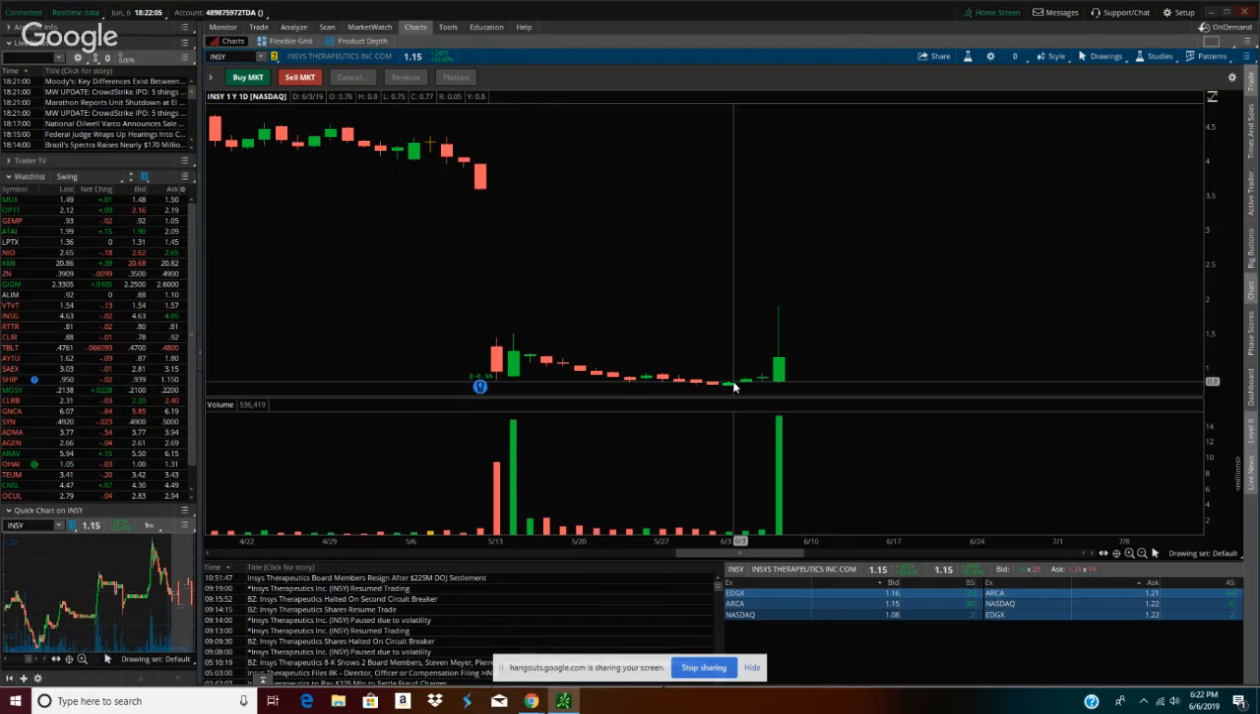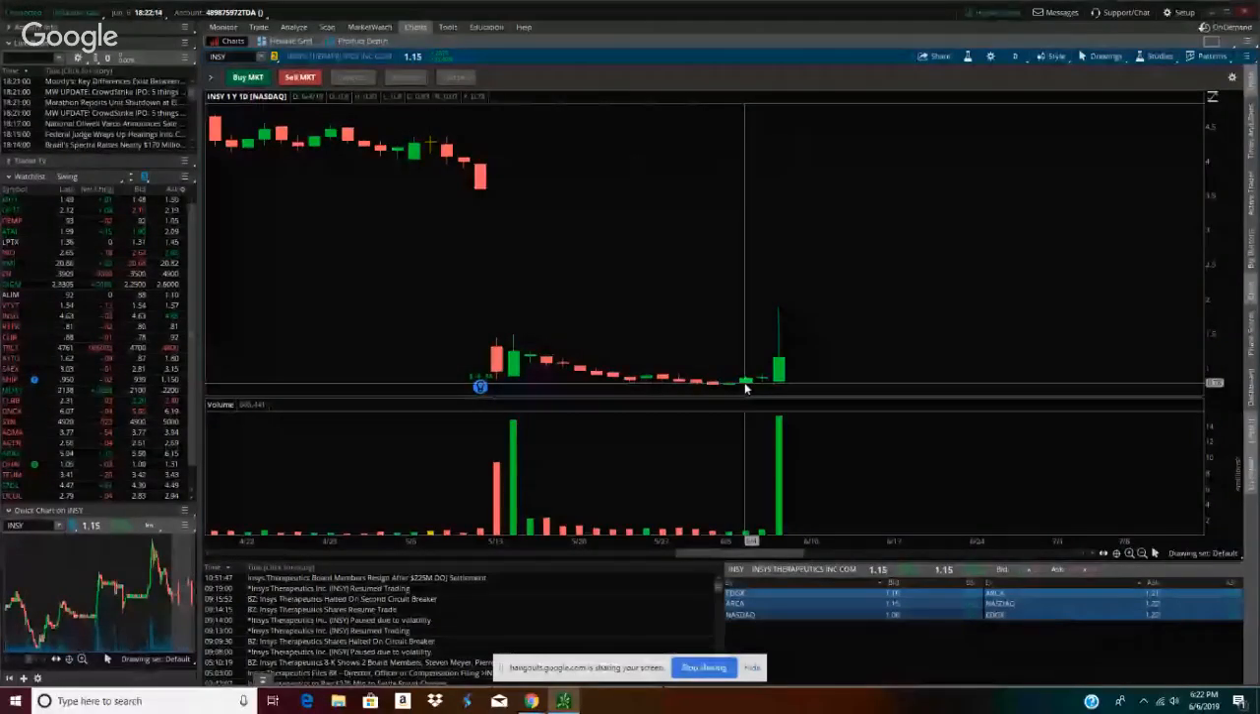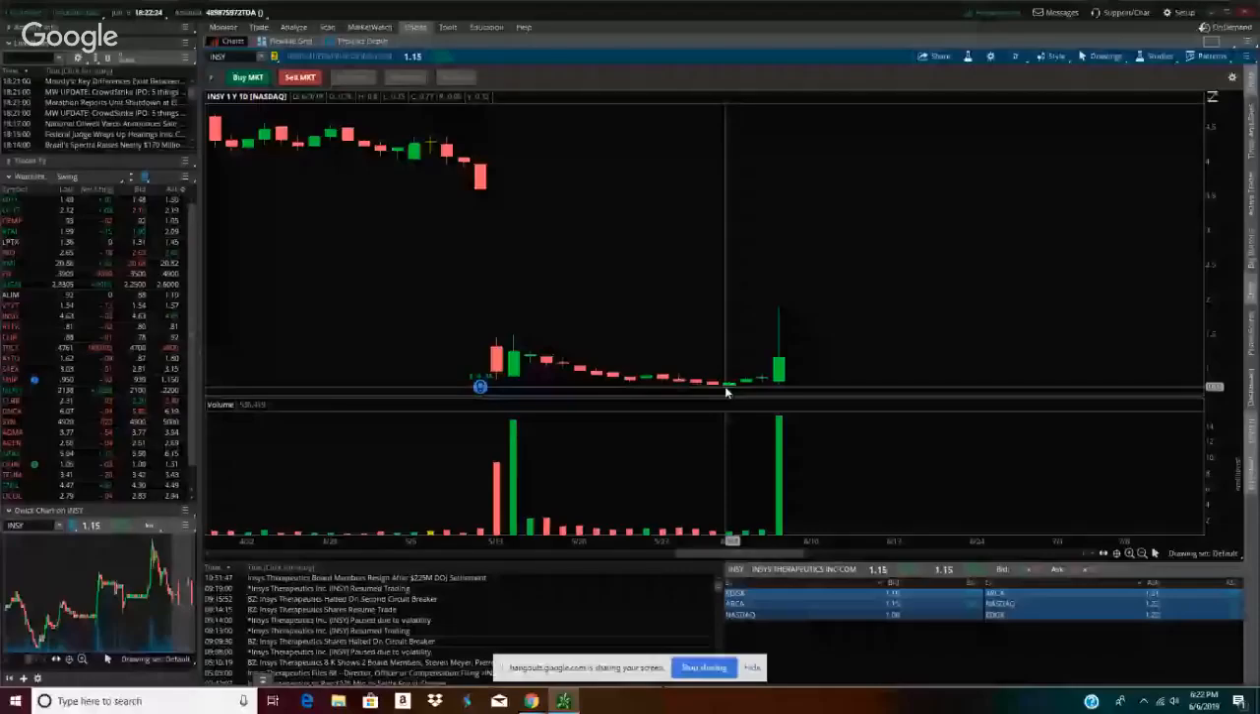And you see it opens a little higher than the previous day's close, which is a sign of momentum change. So anyway, back to it. We're looking for that first green candle, right?